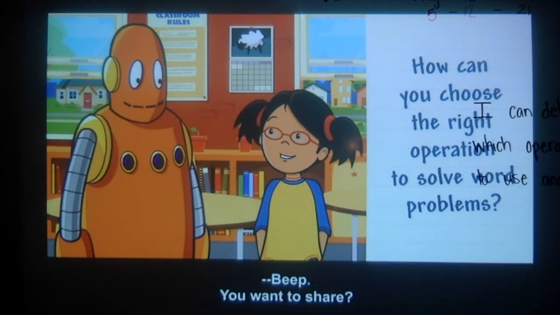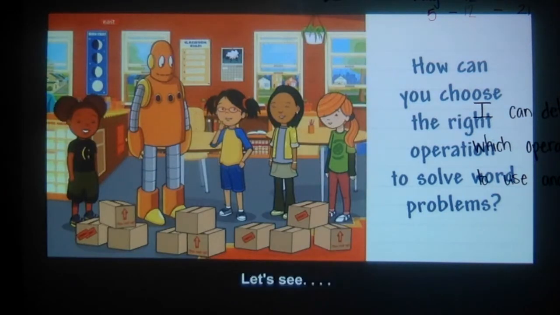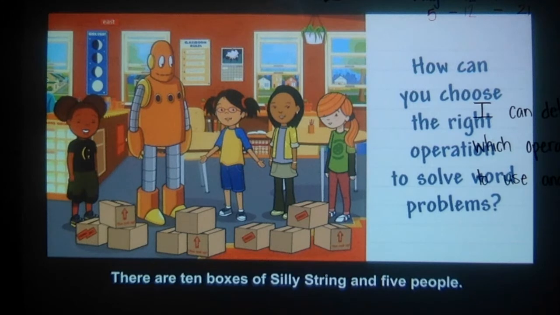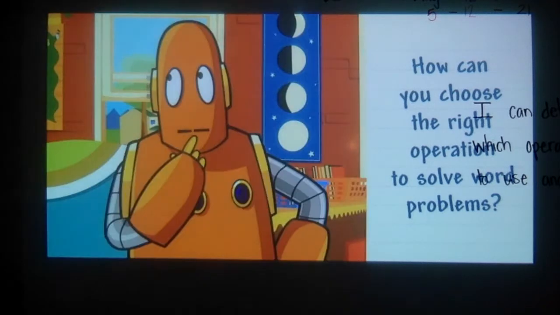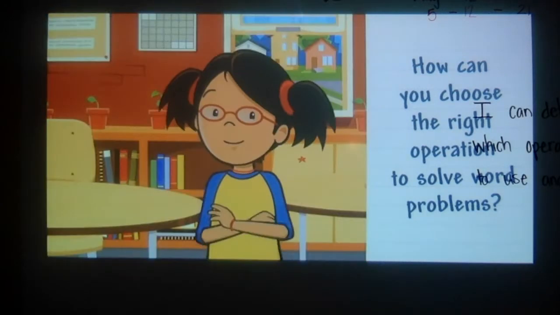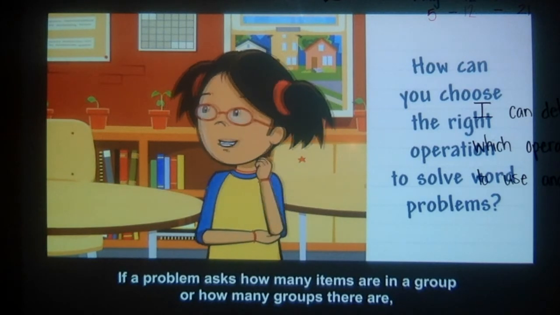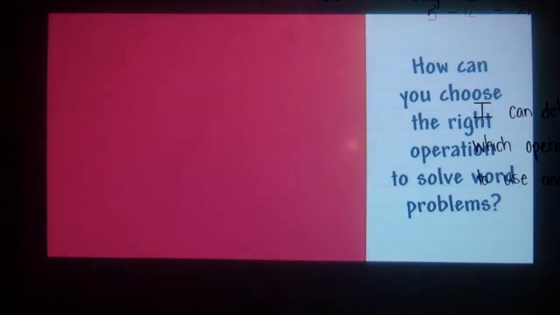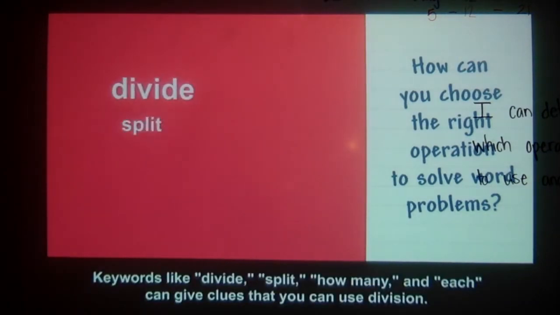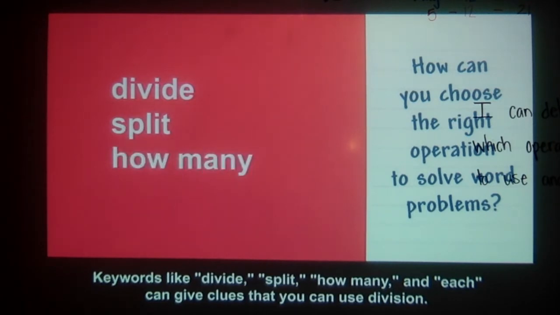You want to share? Let's see. There are 10 boxes of silly string and 5 people. How many boxes does each person get? If a problem asks how many items are in a group or how many groups there are, you may be able to divide to solve. Keywords like divide, split, how many, and each can give clues that you can use division.